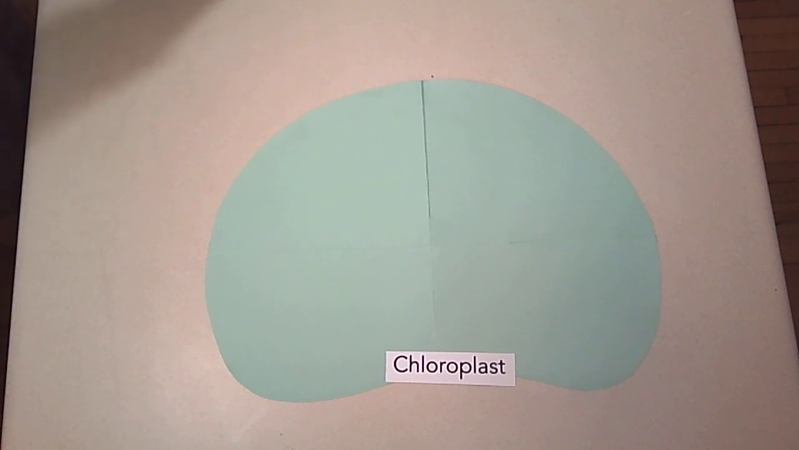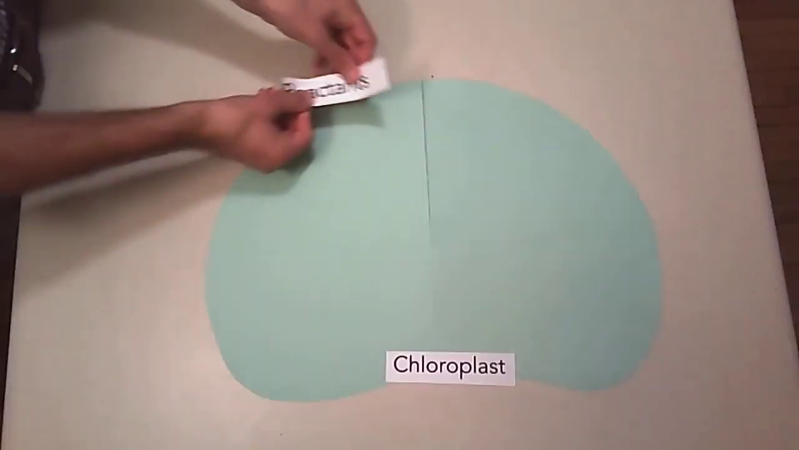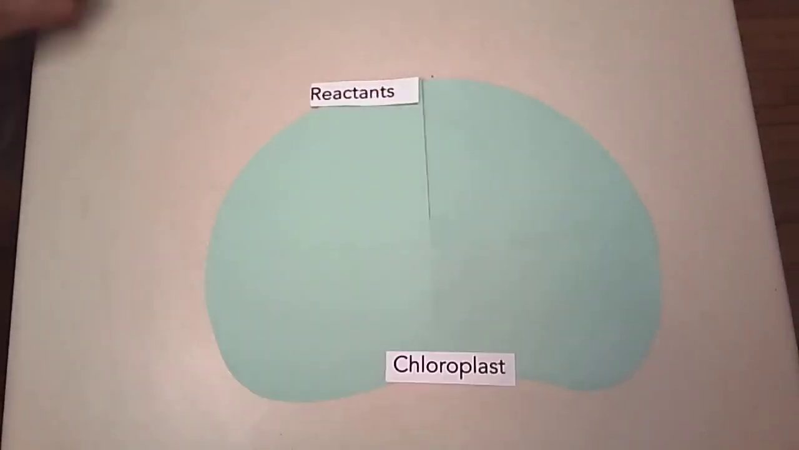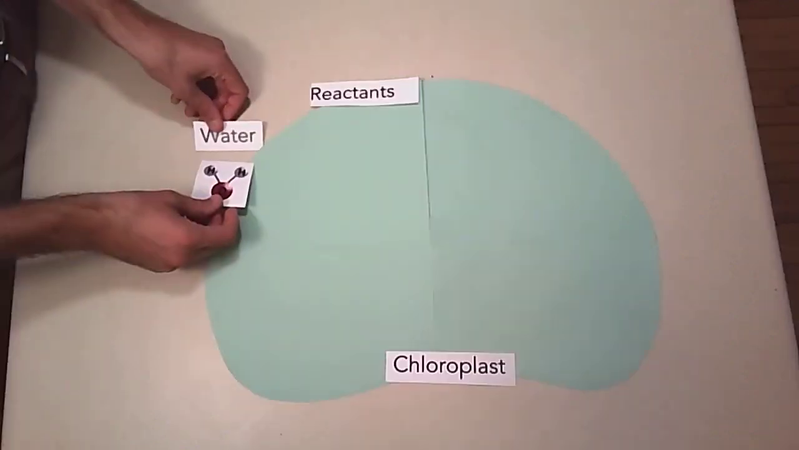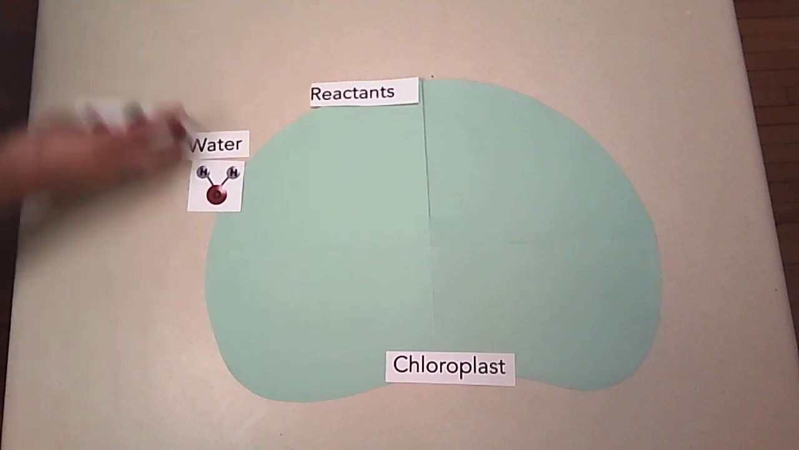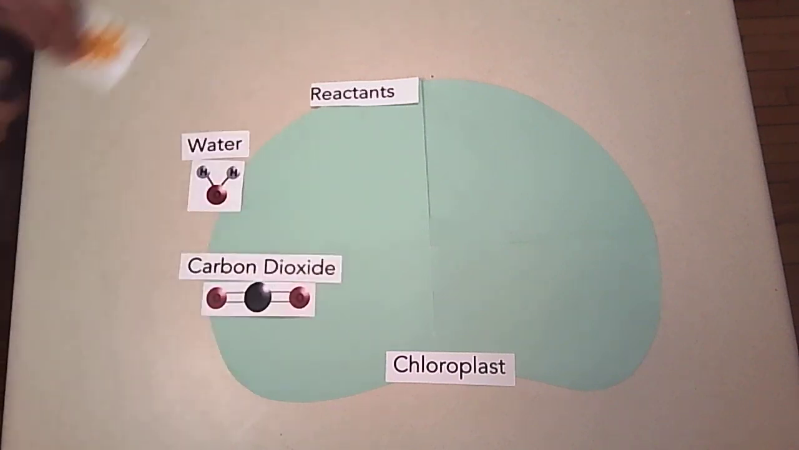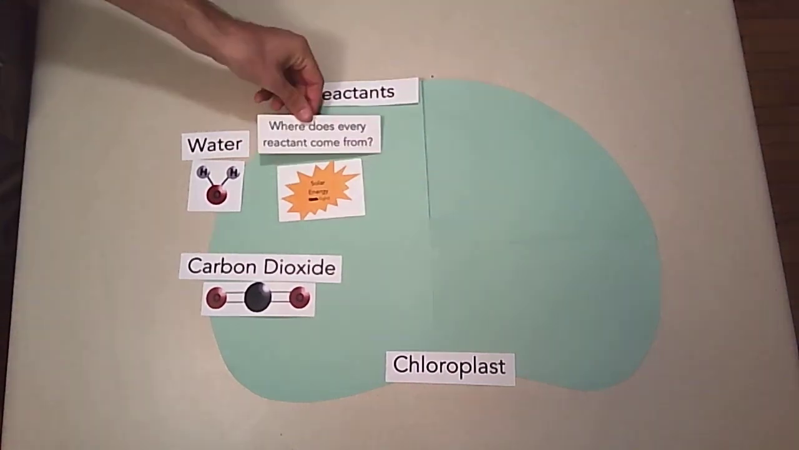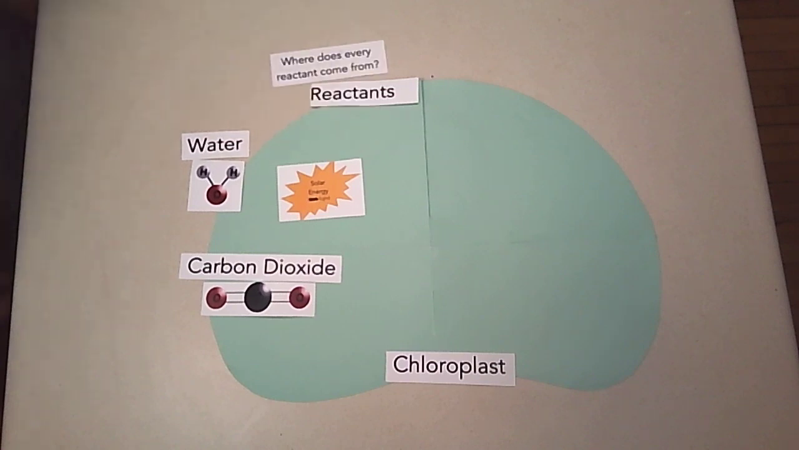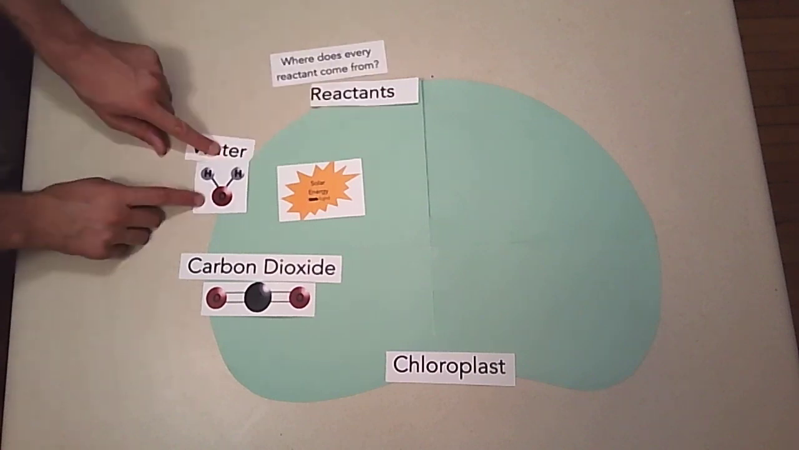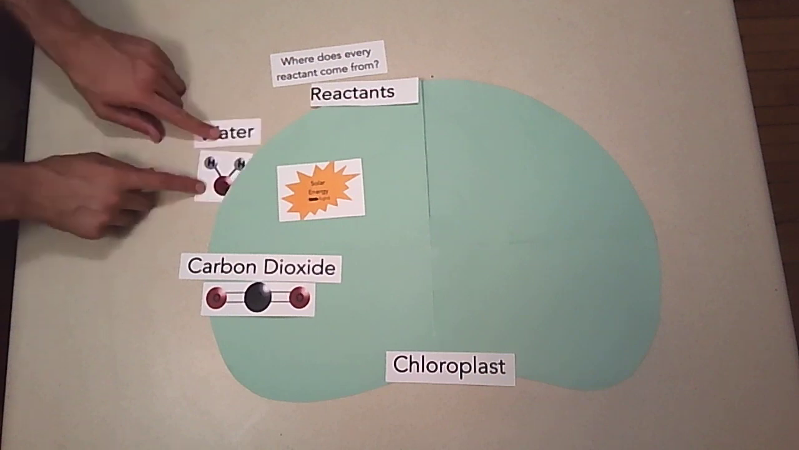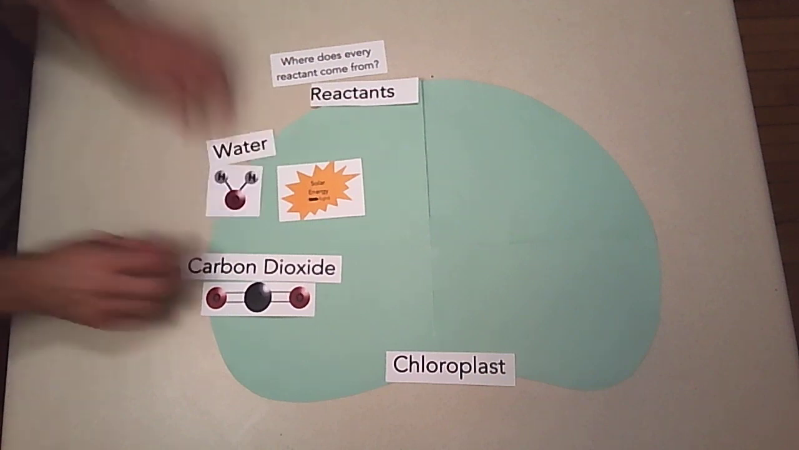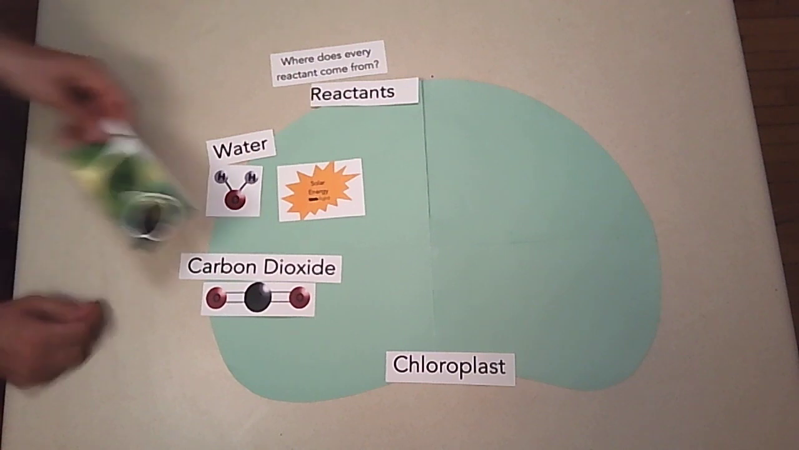Okay, so let's first start with our ingredients, our reactants. Right, so we need water, we need carbon dioxide, and we're going to need sunlight. Right? So then the next question is, well, where do each of these reactants come from? All right, so the water is going to come from the roots of the plant. All right? Carbon dioxide is going to come from the atmosphere.